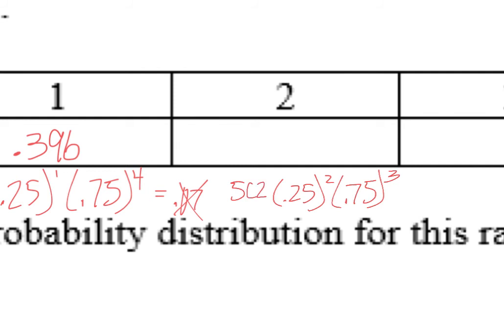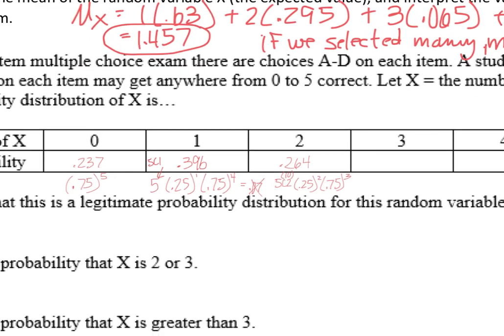So 5 choose 2, if you go to math and you go over to probability, say, okay, well, 5 and 2, that's 10 different ways. This number is actually a 10, much bigger number than what we saw a second ago. So let's take 10 times 0.25 to the second power times 0.75 to the third power, and we'll get about 26.4. So about a 26.4% chance of getting 2 out of the 5 correct.